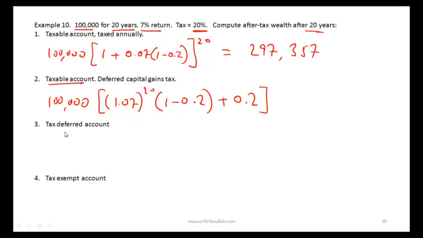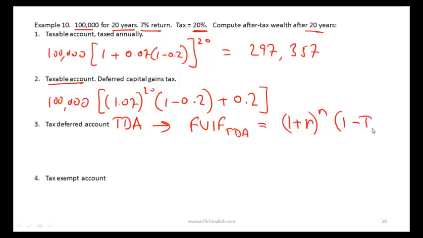This is not as intuitive as the earlier formula that we came up with, but this is shorter and easier to remember. Now we move to the material we just studied, which is a tax deferred account. This is also called a TDA. This acronym is used quite often. The future value interest factor for a tax deferred account is equal to 1 plus r to the power of n multiplied by 1 minus the tax rate, the tax that you pay at the end when you withdraw the money.